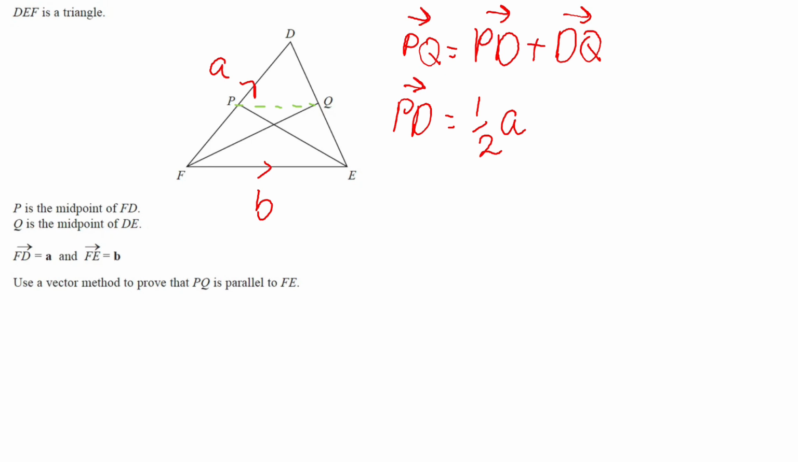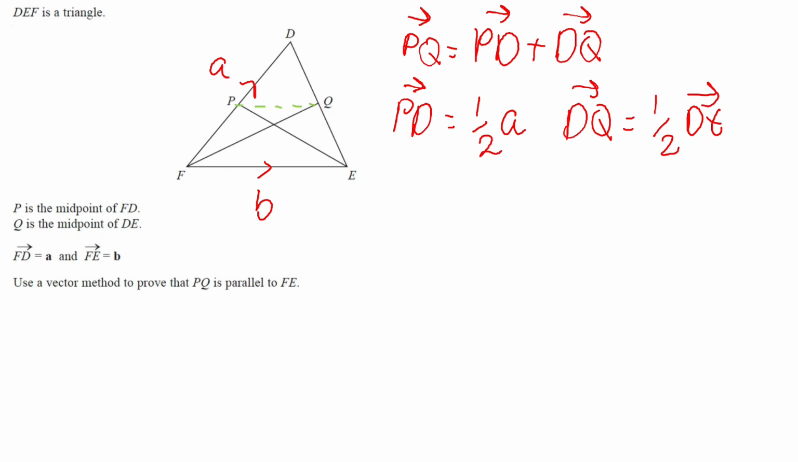We then need to work out what D to Q is. Now that isn't as straightforward because we don't have a vector from D to E. So Q is halfway along as given to us here in saying it's the midpoint, but we don't know D to E. So what we need to do is find D to E first. So D to Q is going to be equal to a half of D to E. So we need to find D to E and then we can substitute it in.